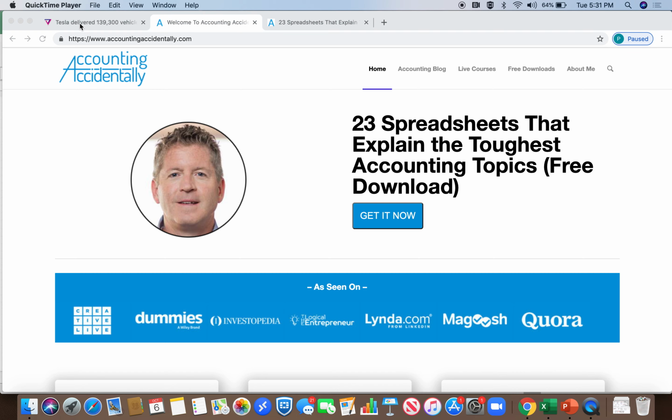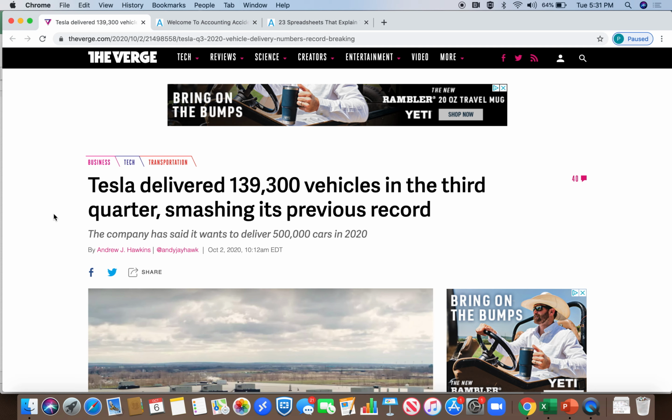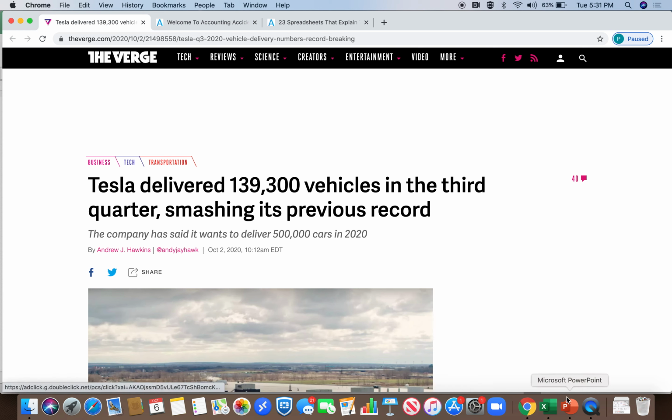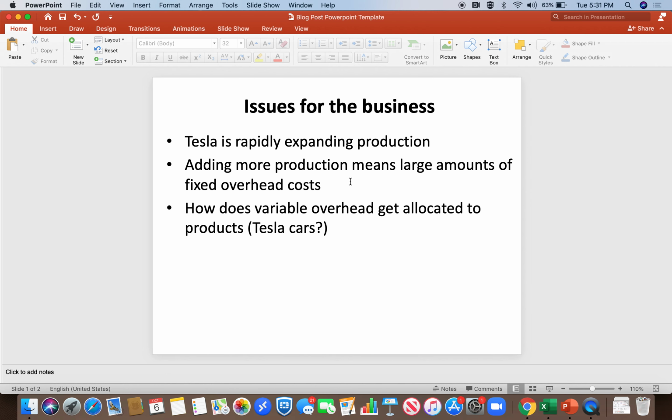So I wanted to talk about Tesla and its fall, October of 2020. Tesla delivers 139,300 vehicles in the third quarter. They're trying to deliver 500,000 cars in 2020. Tremendous growth and tremendous ramp up in production, which brings up a few issues.